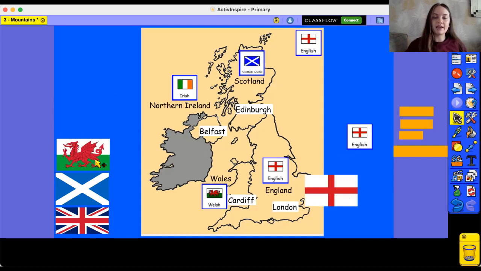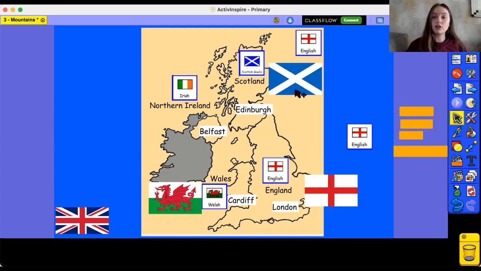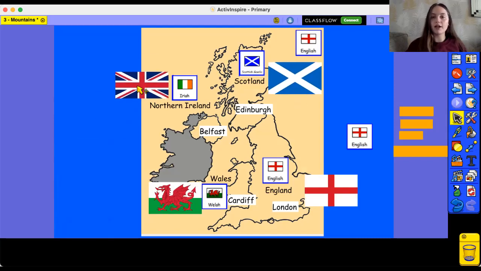What about this flag? A green and white background with a red dragon. Fantastic, that's the flag of Wales. This flag, blue with the white cross. Fantastic, that's Scotland's flag, which means that this last one is the flag for Northern Ireland, but it's also the flag of the United Kingdom. So well done if you remembered that. What a great start, year 2. I can't believe how much information we've all remembered.